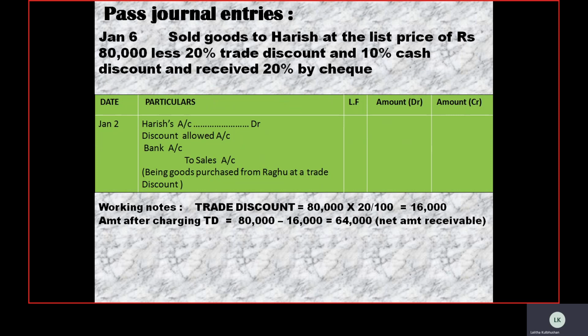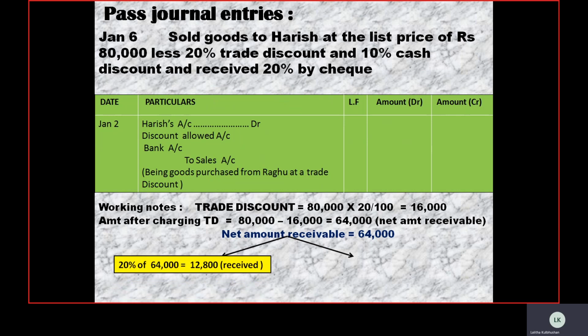80,000 minus 16,000 equals 64,000. Okay children, now out of the 64,000, how much amount is actually received by us? Because we have sold the goods, we will be receiving. So how much amount did we receive here? We received only 20% of the 64,000. So the net amount received by us is 12,800, and the amount which is not received by us is how much? 80% of 64,000, that is 51,200. That's what we have not received.